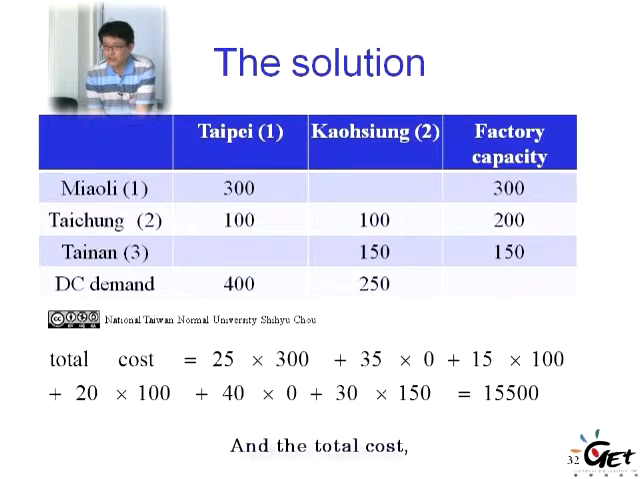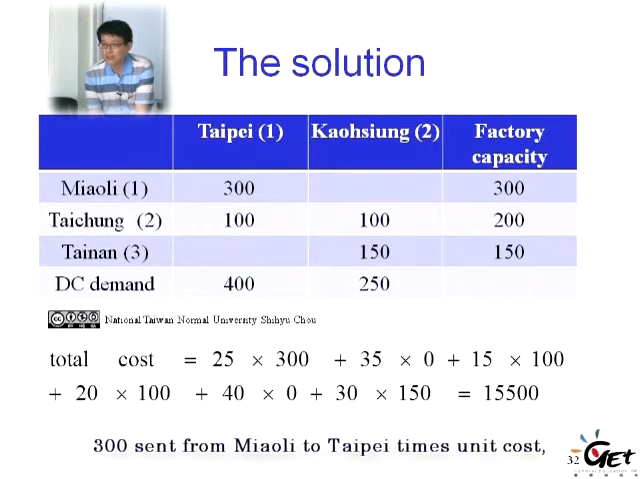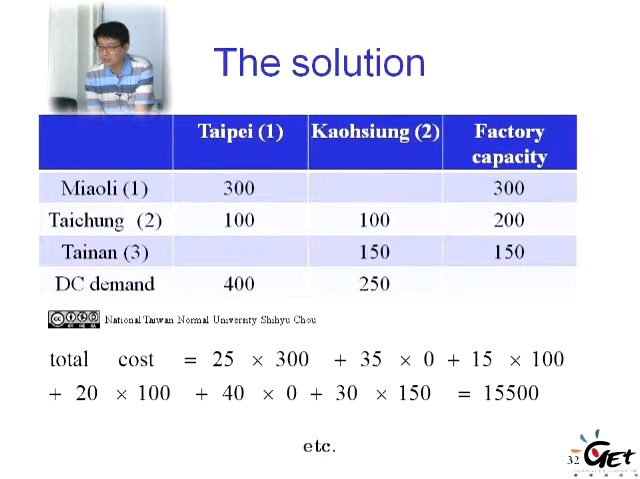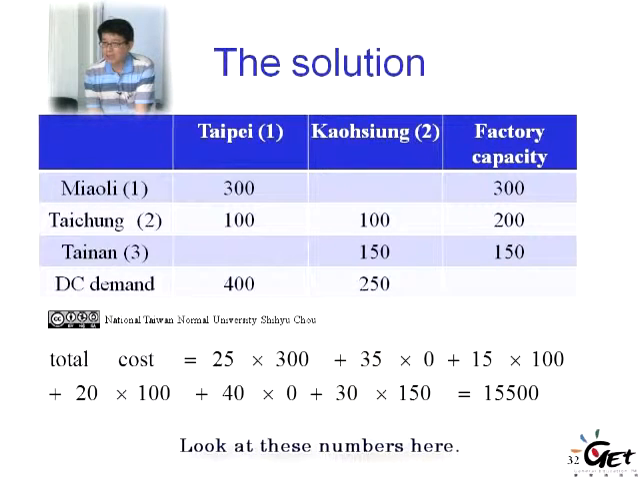And the total cost, you just plug in the numbers. 300 sent from Miaoli to Taipei times the unit cost, etc. So the total cost is 15,500. This is the minimized cost, the minimal cost. Okay. Look at these numbers here. Miaoli supplies Taipei and Kaohsiung totally 300. It does not exceed its capacity.